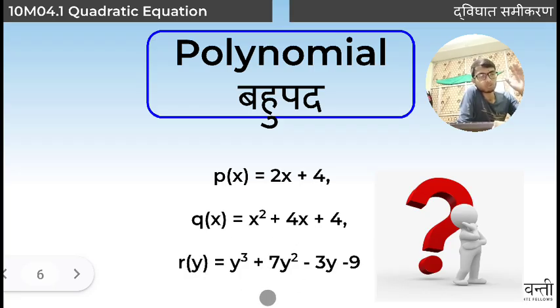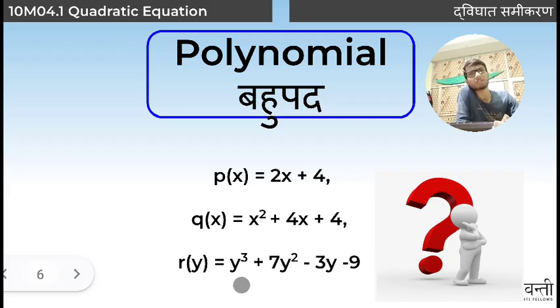Your focus should be on the exponents, to say whether a given algebraic expression is a polynomial or not. Just focus on the exponents of the variable. Here we have 2, here we have 1. So all these are whole numbers.